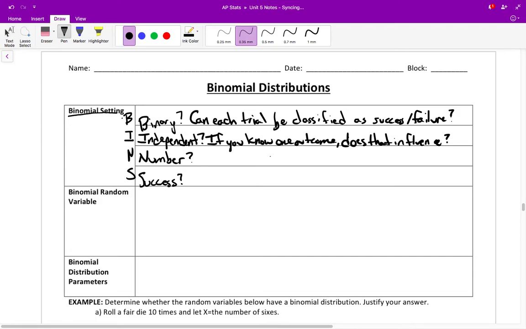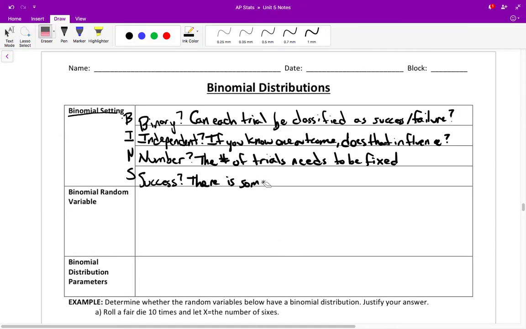The third thing you have to ask yourself, the number. Is there a specific number of trials? In other words, the number of trials needs to be a fixed number. And the fourth, final thing, is success. There needs to be some probability, so there is some probability that is fixed.